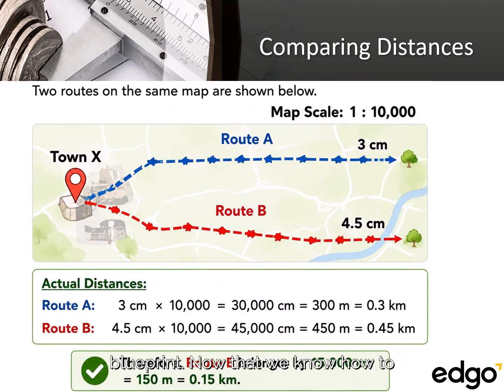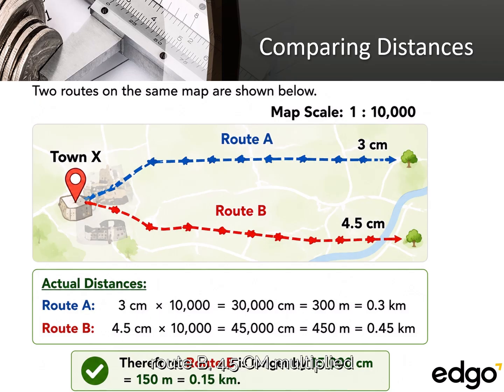Now that we know how to determine actual distances, we can use scale to compare them. Here, we have 2 routes on the same map. The scale is 1 to 10,000. Route A measures 3 centimeters, while Route B measures 4.5 centimeters. For Route A, 3 centimeters multiplied by 10,000 gives 30,000 centimeters, or 300 meters, which is 0.3 kilometer.